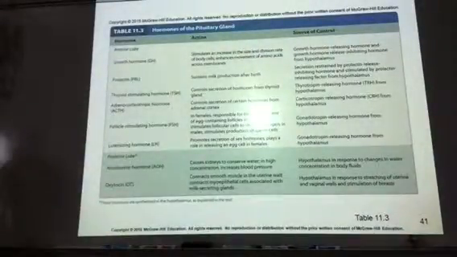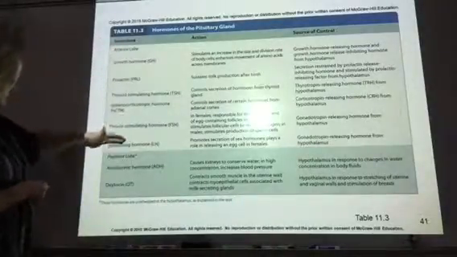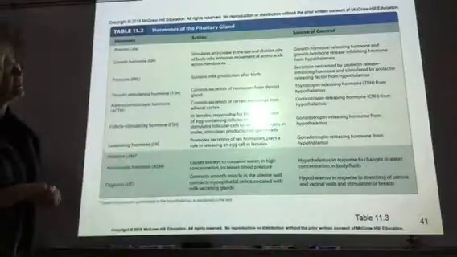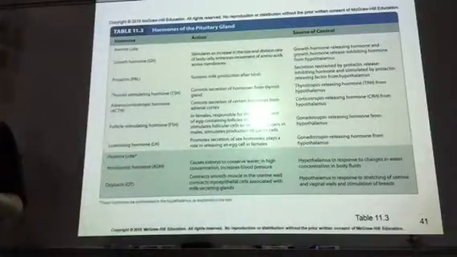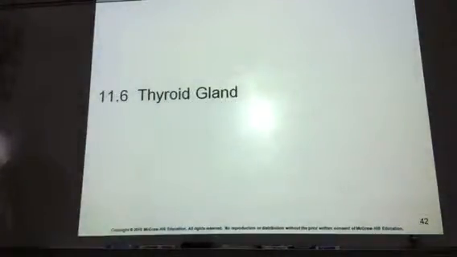And there's the table. These are the hormones of the pituitary gland. Here's the front lobe, goes down to here. The bottom part is the back lobe. You can kind of see where they work and what they do. And it kind of puts it all together. And that's where we'll stop for today.